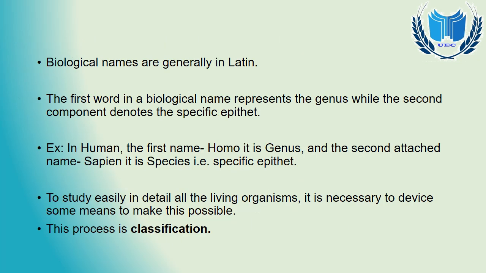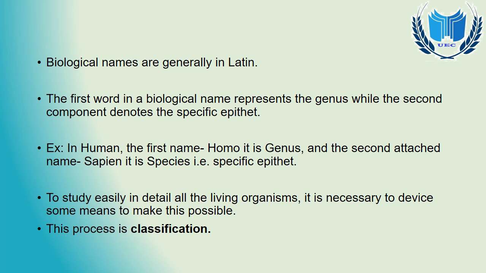Now regarding the binomial nomenclature, I think the examples are sufficient for you to understand. All the biological names, that is binomial names, are generally in Latin language, wherein the first word, as I said, represents the genus of the animal or organism, while the second component represents the specific epithet or species of that animal or organism.